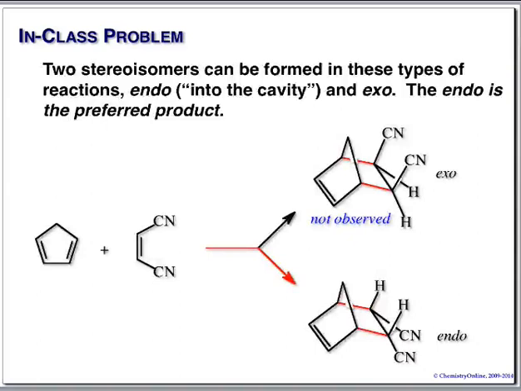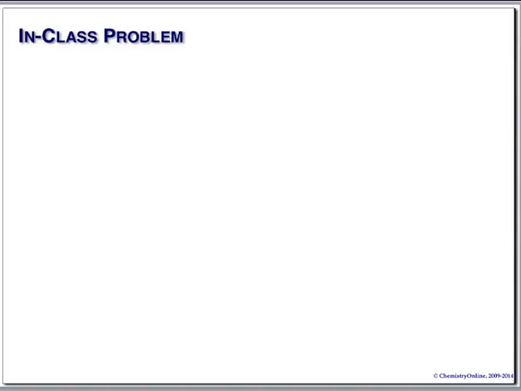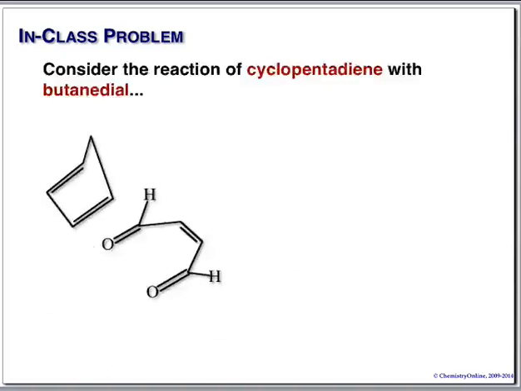Let's pretend that we have this as our dienophile. Here's our diene. We could get these two isomers. Endo, where the nitriles are down inside of the 6-membered ring, and the exo, where they're pointing up away from it. Once again, the endo is the only product that you get. Now, that might be surprising, but it turns out that it makes great sense if you think about the mechanism in terms of the orbitals.